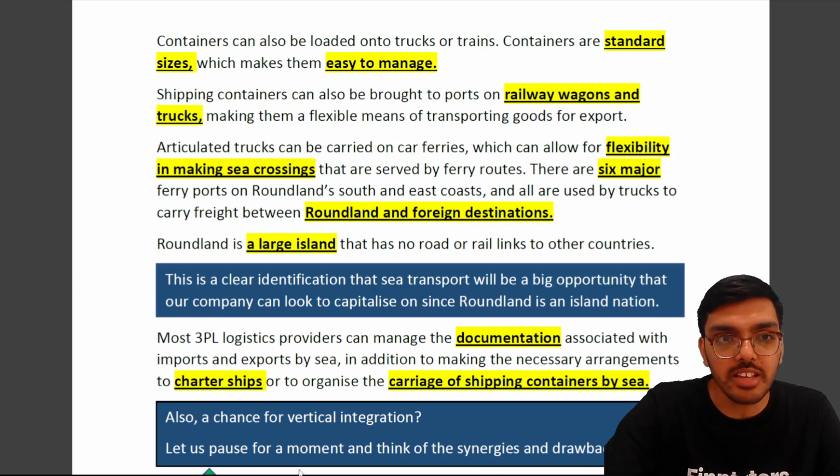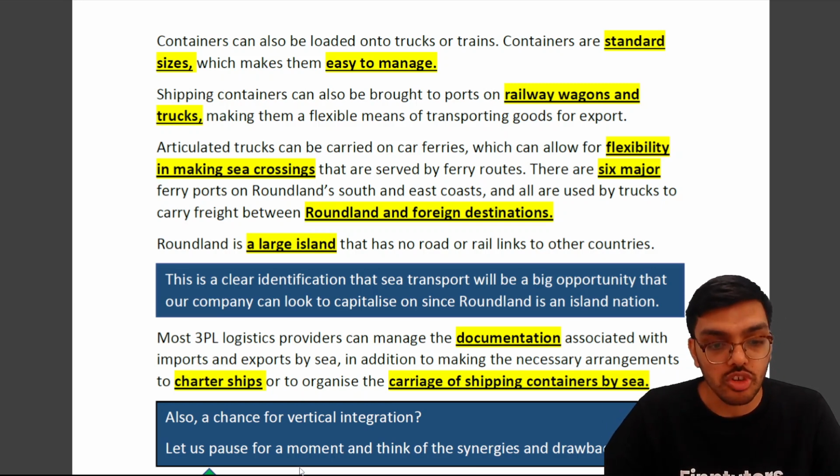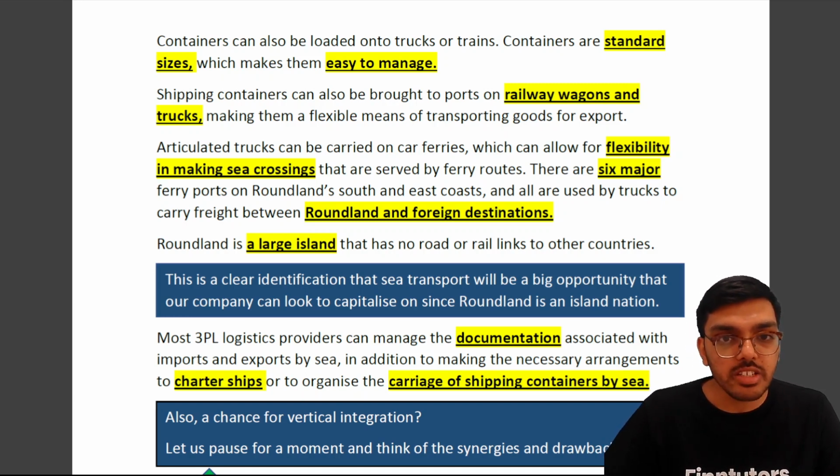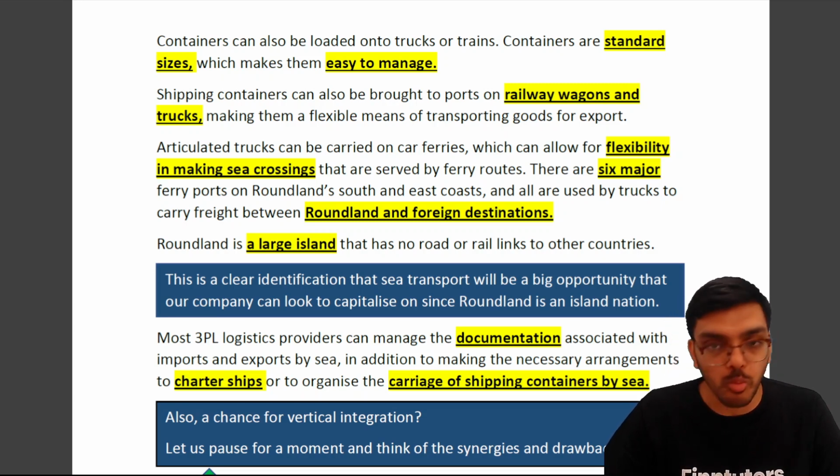Containers are standard sizes, which makes them easy to manage. If you have containers, they'll be of standard sizes, so it's easy to manage them, and it's easy to standardize your process. Shipping containers can also be brought to ports on railway wagons and trucks, making them a flexible means of transporting goods from one place to another or for export purposes.